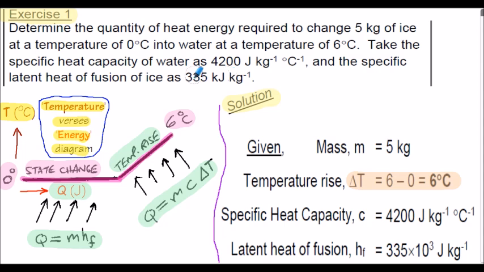Be careful with the specific latent heat of fusion for ice, stated here. It's in kilojoules in the question, so I've stated HF in terms of joules here. So it's 335 times 10 to the 3 joules per kilogram. Students sometimes forget the kilo prefix, often stated with specific latent heats.